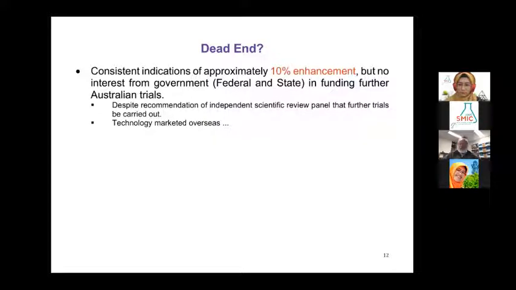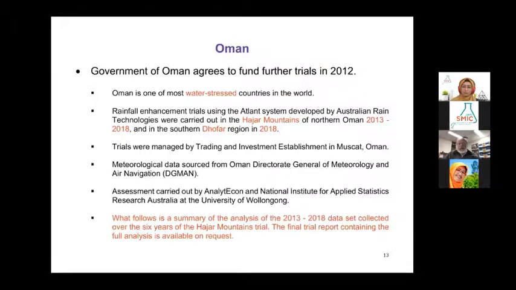But as far as Australia is concerned, that was a dead end. Although there was a consistent, about 10% enhancement every time they tried these things, there was no interest from the government in Australia to fund further Australian trials, despite the recommendations of an independent scientific review panel. So the technology was marketed overseas, and that brings us to Oman, where the government of Oman agreed to fund further trials in 2012. Now, I'm not sure how many of you are aware or knowledgeable about Oman, but it lies at the tip of the Arabian Peninsula. It's one of the most water-stressed countries in the world.